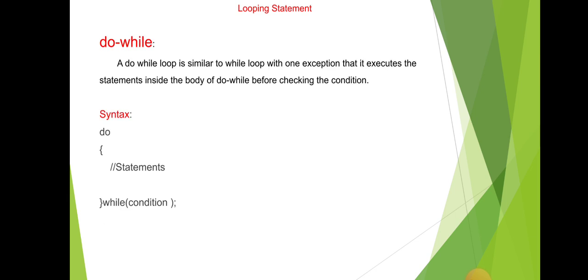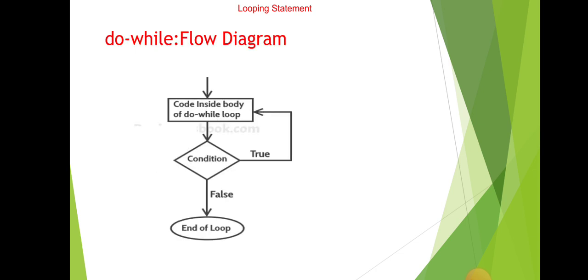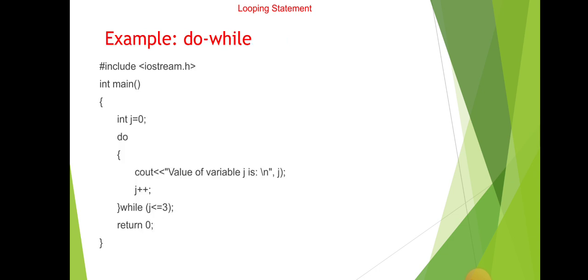Similarly, the do while statement also repeatedly executes the statements, but the difference is it checks the condition at the bottom of the loop. This is the flow diagram for do while statement. Initially it executes the statement one time, then only checks the condition. If the condition is true, again it executes the statements. This is repeatedly executed until the condition returns false. This is an example for do while statement.